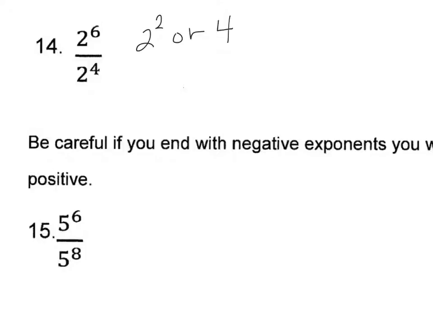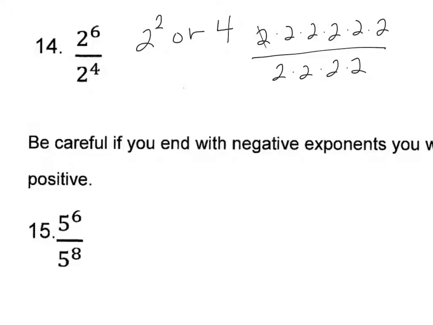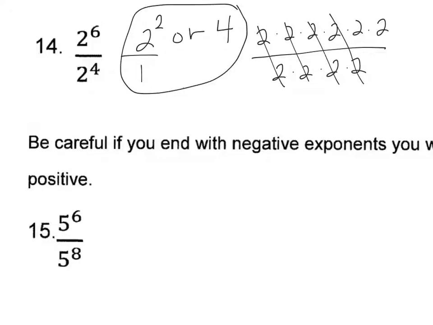And just to give you a visual, 2 times 2 times 2 times 2 times 2 times 2, there's 6. And on the bottom we've got 2 times 2 times 2 times 2, meaning that we could cancel out 4 sets, leaving 2 to the 2nd in the numerator. So you could have 2 to the 2nd over 1, or just 4. And that's how I'd answer number 14.